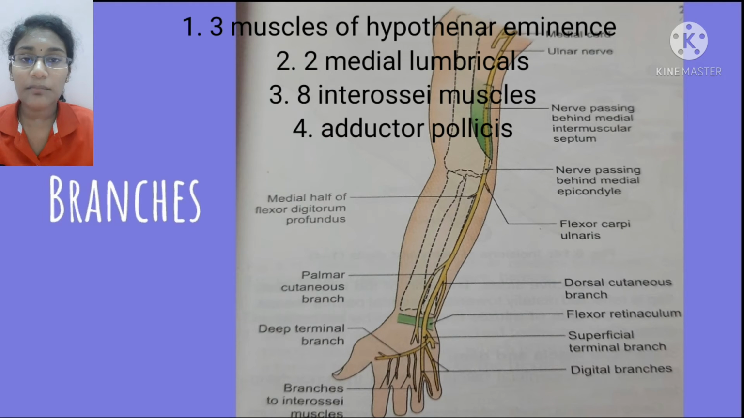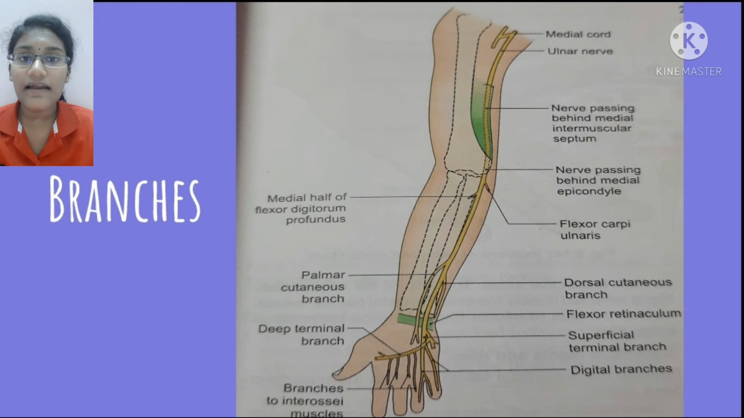So the deep branch supplies 14 muscles in total, that is 3 muscles in the hypothenar eminence, and then 8 interossei muscles and 2 medial lumbricals, and also it supplies the adductor pollicis muscle. And the superficial branch supplies 1 muscle, that is palmaris brevis. So totally the ulnar nerve supplies 15 muscles in the palm and 1.5 muscles in the forearm.